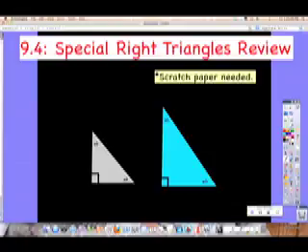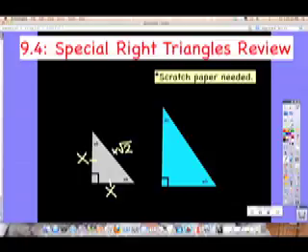Okay, so you've got your special right triangle, 45 degree, 45 degree. What's this leg right here? Just formula-wise. X, perfect. So if this one's X, what's this one? X, because it's isosceles, so it has to be. All right, do you remember the formula for the hypotenuse? Perfect. Put that on your paper.